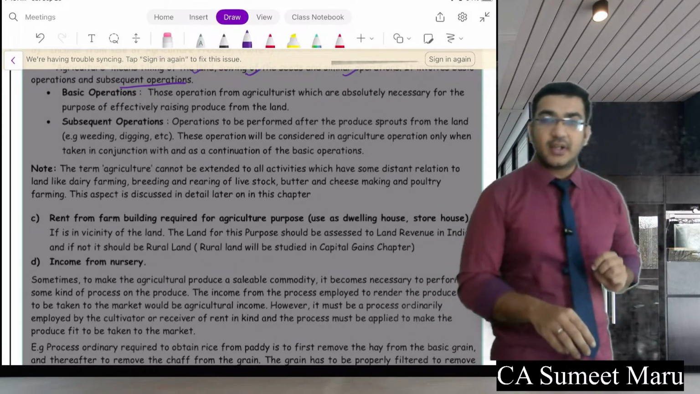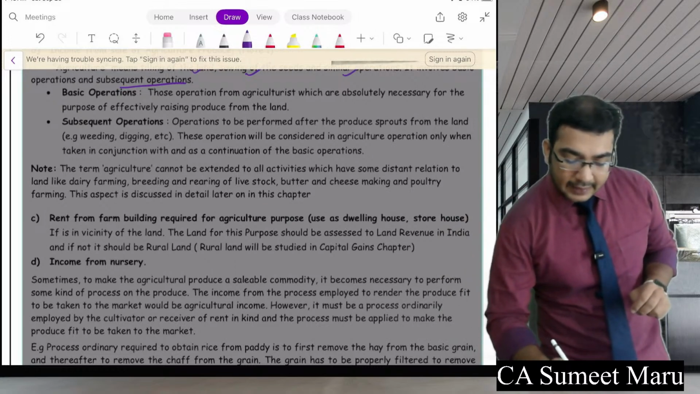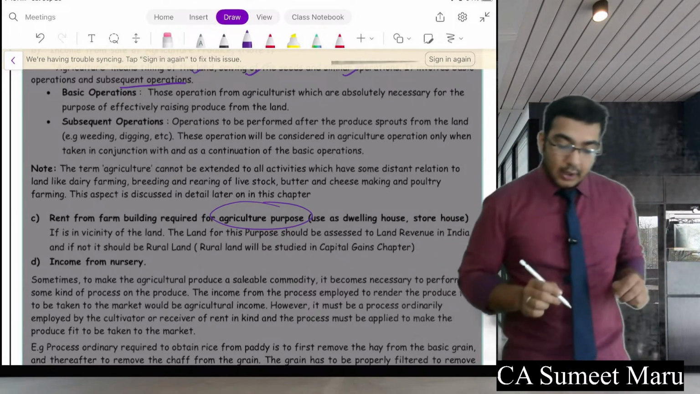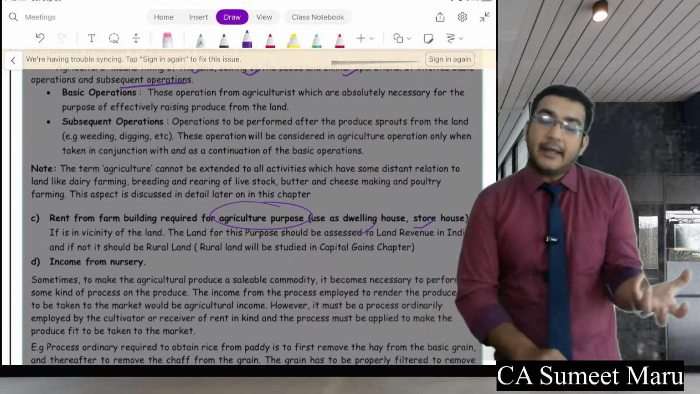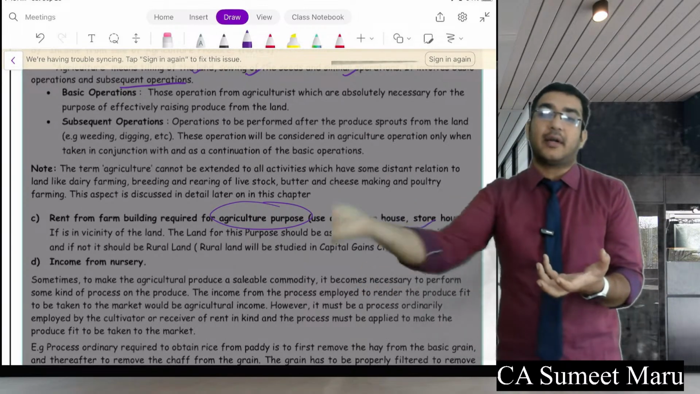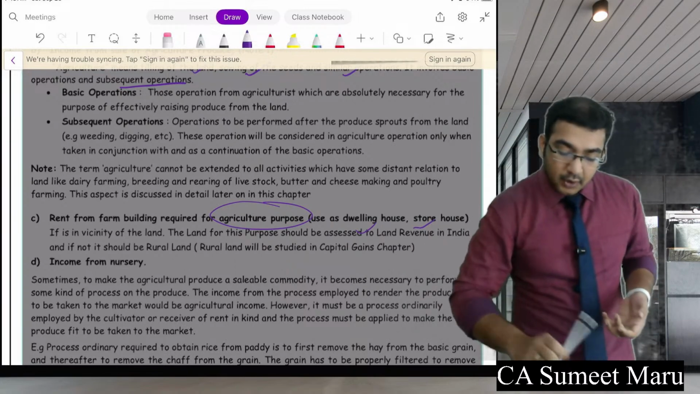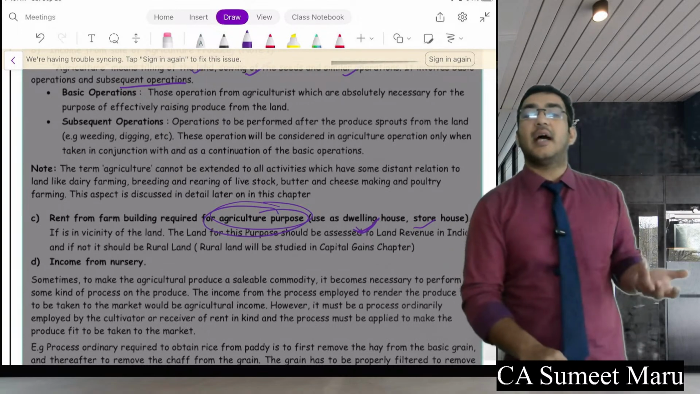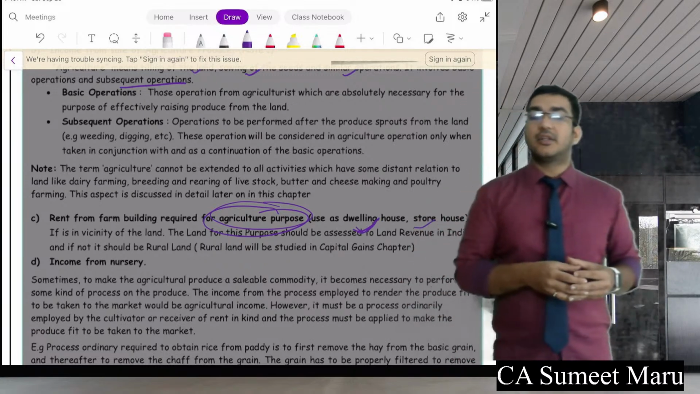The third thing in agriculture income is rent from a farm building required for agriculture purpose. Any farm building means any dwelling house which you have rented out with your land for the tenant to stay there, only for the purpose of dwelling, because of the agriculture purpose. In that case, such rent from such a farm building will be exempt.